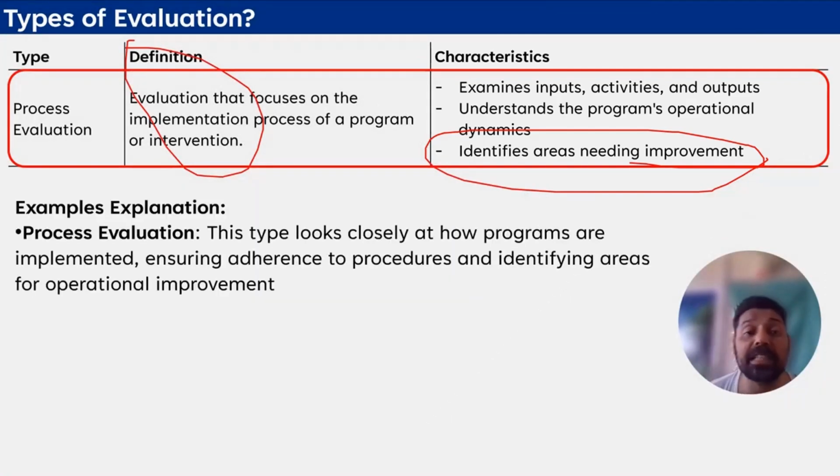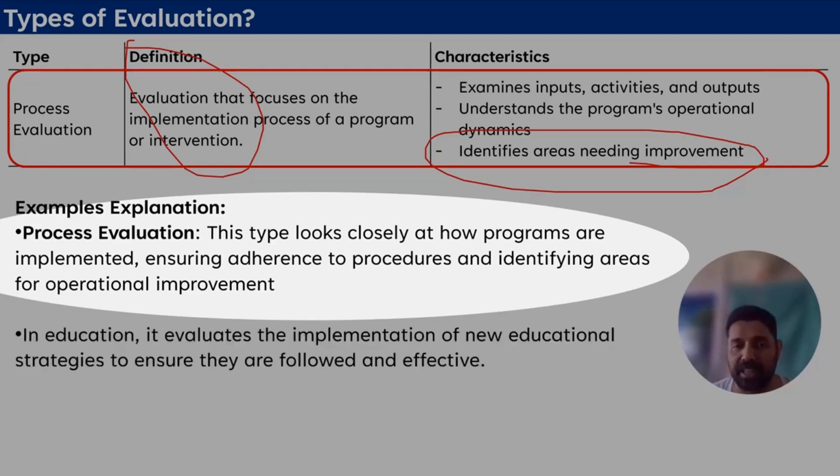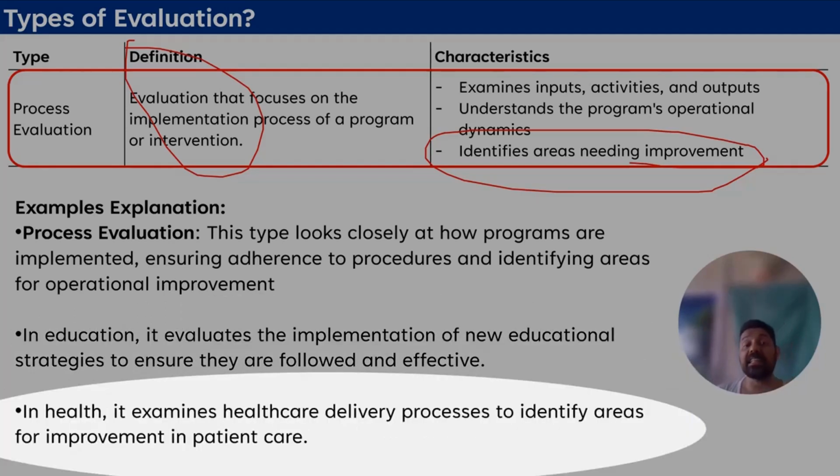Let me give you some examples. Process evaluation. This type looks closely at how programs are implemented, ensuring adherence to procedures and identifying areas for operational improvement. In education, it evaluates the implementation of new educational strategies to ensure they are followed. In health, it examines healthcare delivery process to identify areas for improvement in patient care.